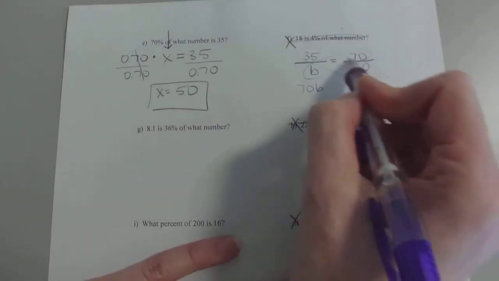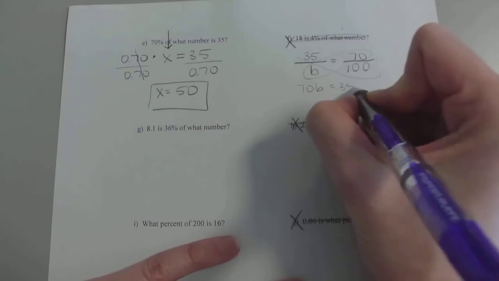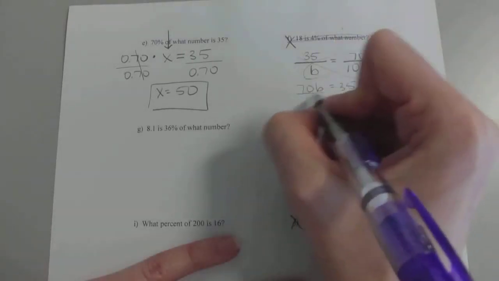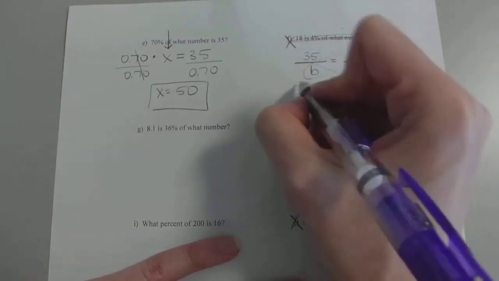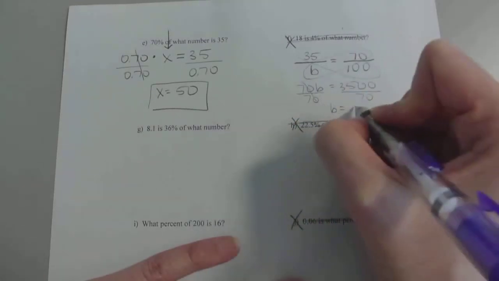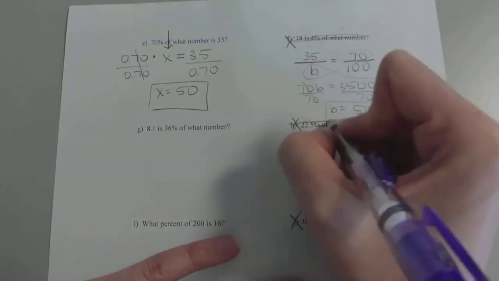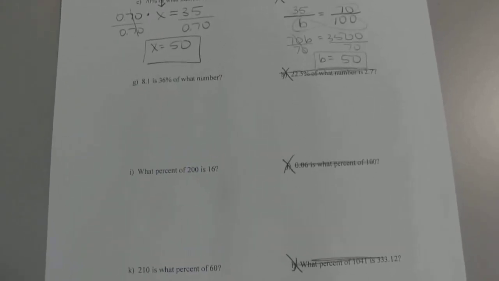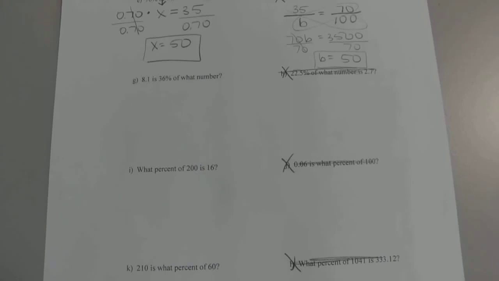Okay, so now all we're going to do is cross multiply. What's B times 70? 70B. What's 35 times 100? 3,500. And then what do you need to do to get B by itself? Divide both sides by what? 70. So that's gone, and you have B equals 50. You guys get 50? Okay, and it should be. It's two different ways to solve the exact same equation, so we should get the same answer.